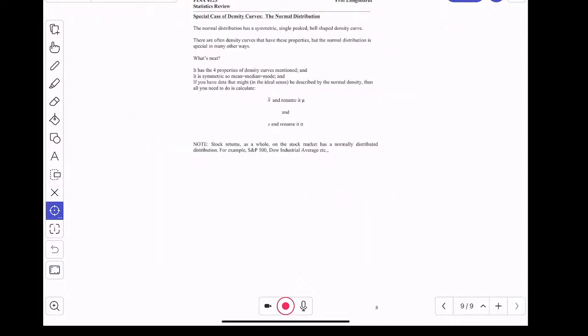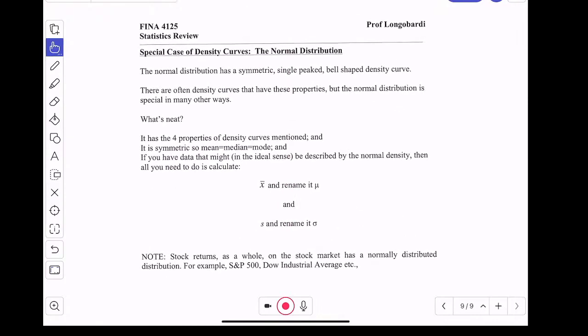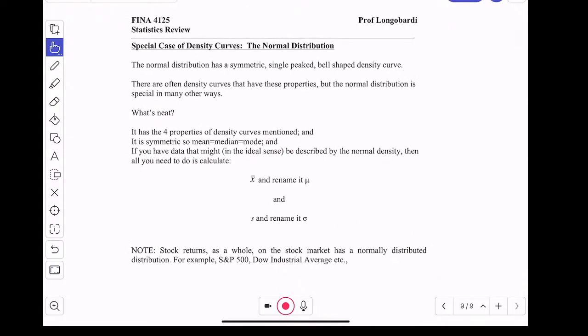And that brings us to the special kind of symmetric density curve known as the normal distribution. And we're going to talk about that. The normal distribution has a special spread, and it has all the properties of symmetric density curves that we discussed. It's symmetric, so the mean, the median, and the mode are the same, but it's particularly spread out.